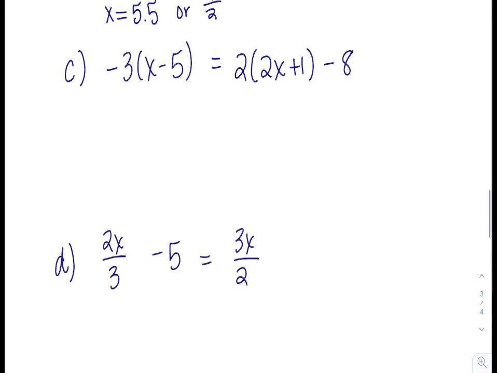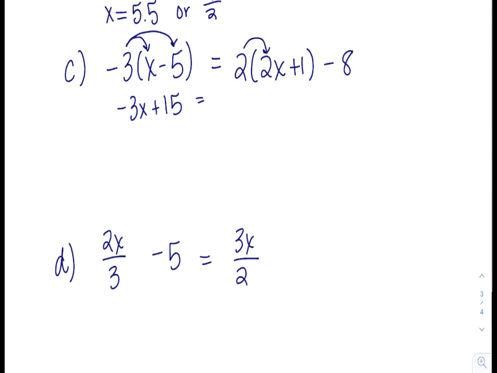In part C, we need to simplify this sum. Let's distribute. Negative 3 times x is negative 3x. Negative 3 times negative 5 is positive 15. So that's going to give us negative 3x plus 15.